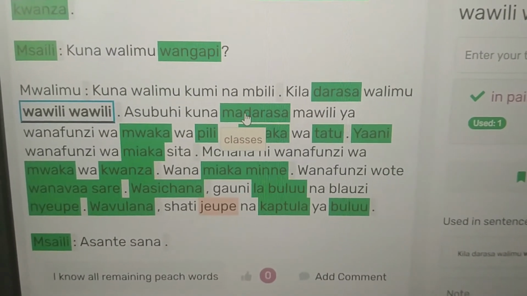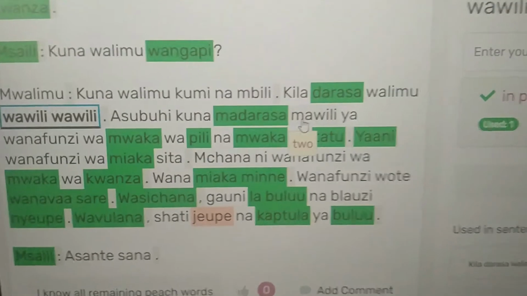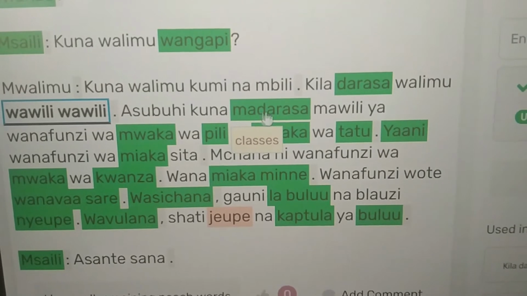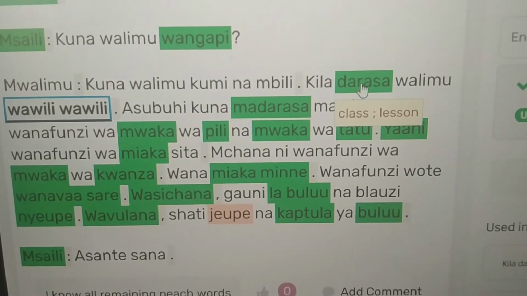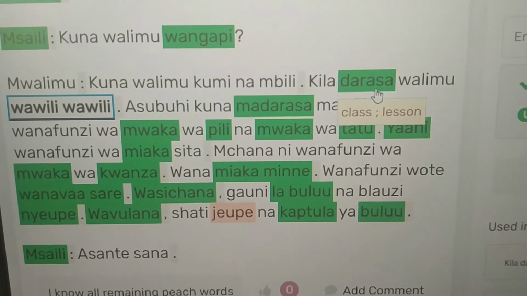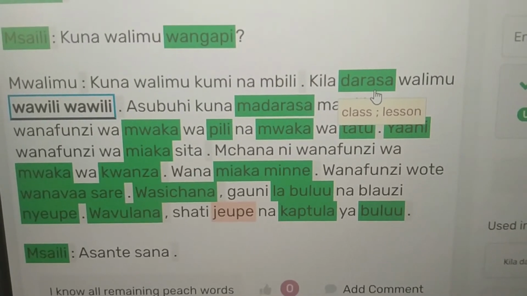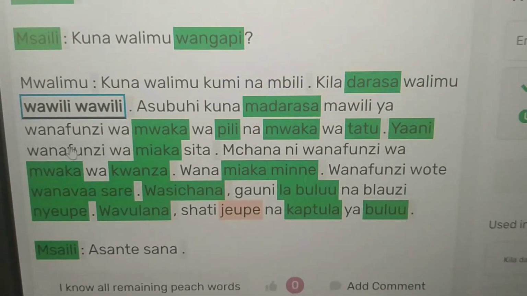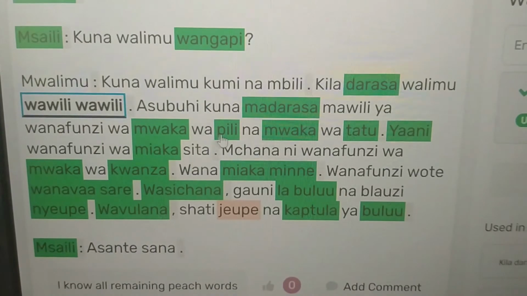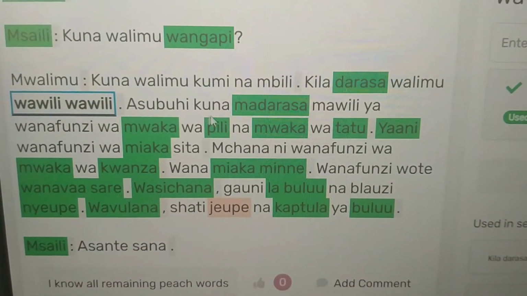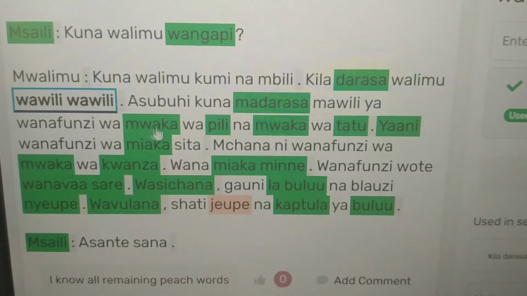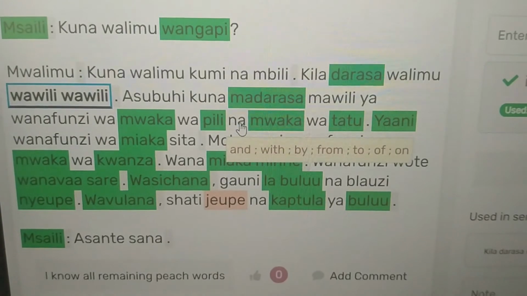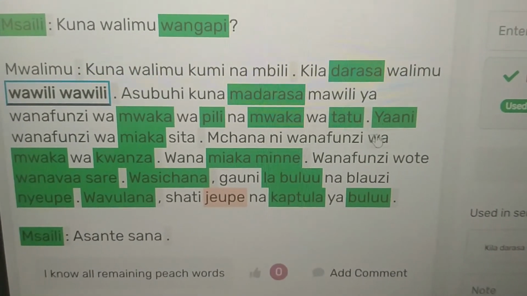Asubuhi kuna madarasa mawili. So ma here corresponds with madarasa, the ma noun class. So darasa, which is singular here, would be darasa wili, I would assume. I think. Yeah. Asubuhi kuna madarasa mawili ya wanafunzi wa mwaka wa pili na mwaka wa tatu. So in the morning there's classes for second years, mwaka wa pili, the year of two, so second year, and mwaka wa tatu, three, so third years as well.